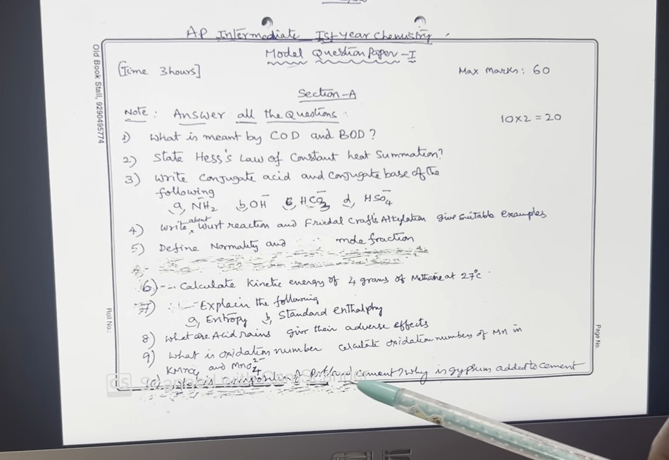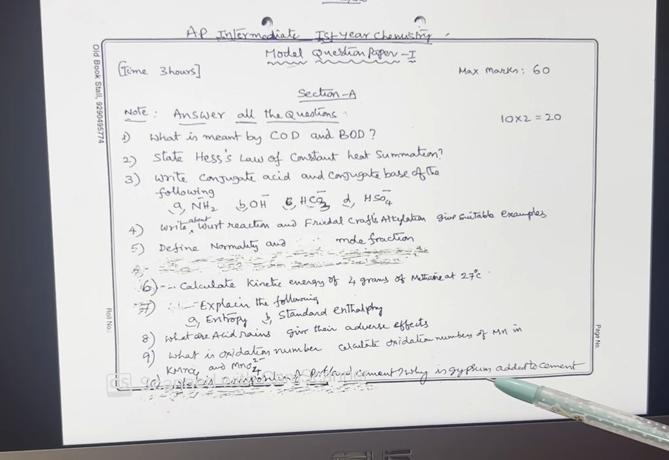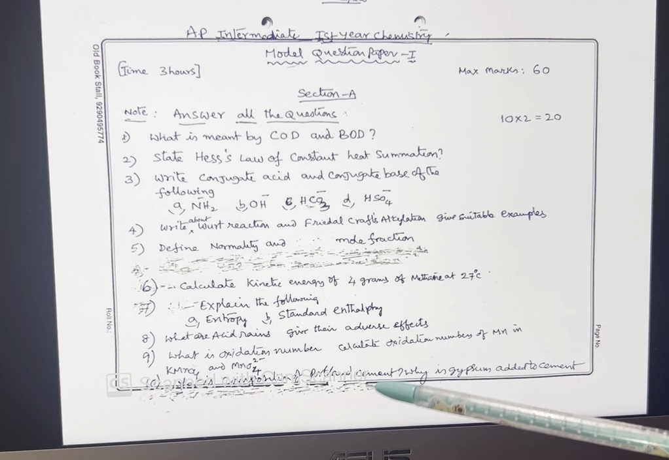Similarly, write the composition of Portland cement. Why is gypsum added to cement? What is the reason why gypsum is added to the cement? To increase the hardening time. So you prepare the notes for these bits and learn them by heart, through understanding, and afterwards you write on paper and cross check with the original document. Then your marks will increase more than your expectation.